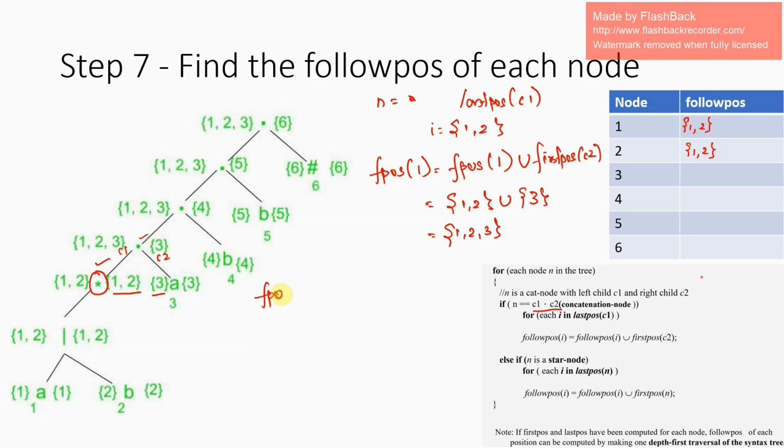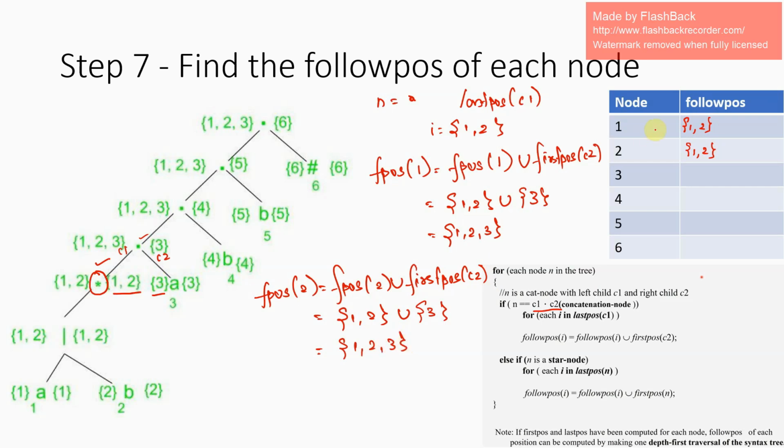Similarly, I am going to do for follow position of 2. Follow position of 2, which is union with first position of C2. And follow position of 2, already from the table, is 1, 2. Union the first position of C2, this is again the same, 3. So your answer will be 1, 2 and 3. So now the follow position of 1 becomes 1, 2 and 3. And for the node 2 also the follow position becomes 1, 2, 3.